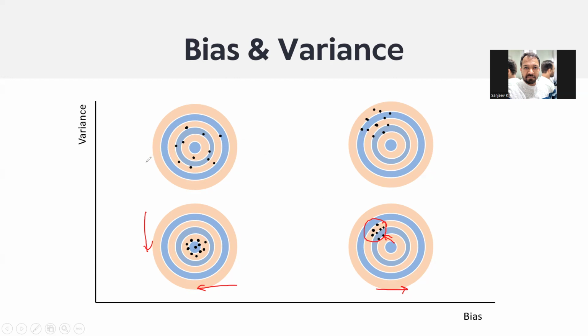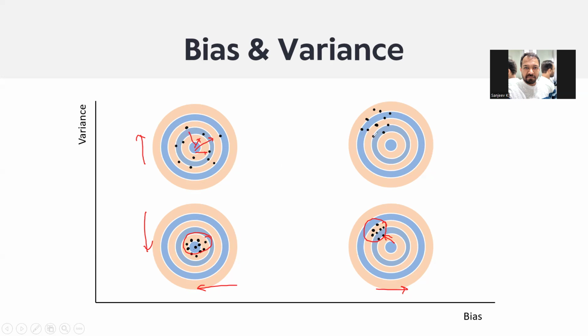Similarly, if you have very high variance but low bias, it is around the center, but each prediction is far away from the center. It is pretty much scattered. This one is pretty much clustered. You can see it is within that orange circle. But here, it is crossing the blue circle. Again, it is going to the next orange circle.